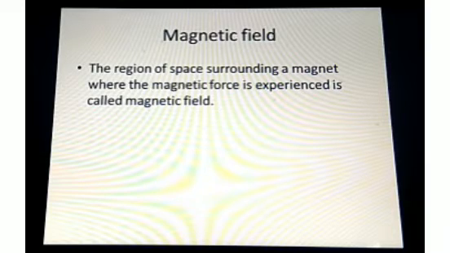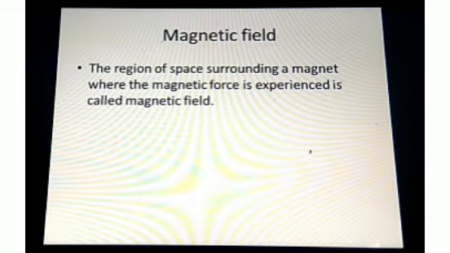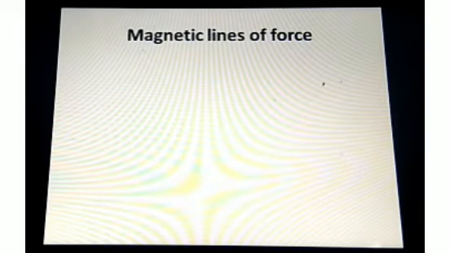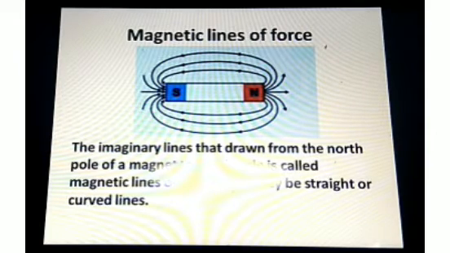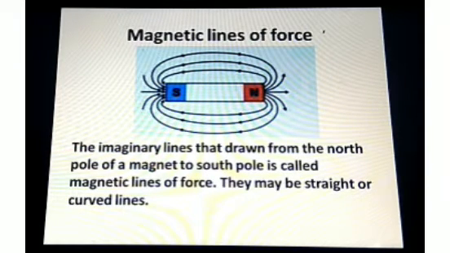Magnetic field: the region of space surrounding a magnet where the magnetic force is experienced is called magnetic field. Magnetic lines of force: the imaginary lines drawn from the north pole of a magnet to south pole are called magnetic lines of force. They may be straight or curved lines.